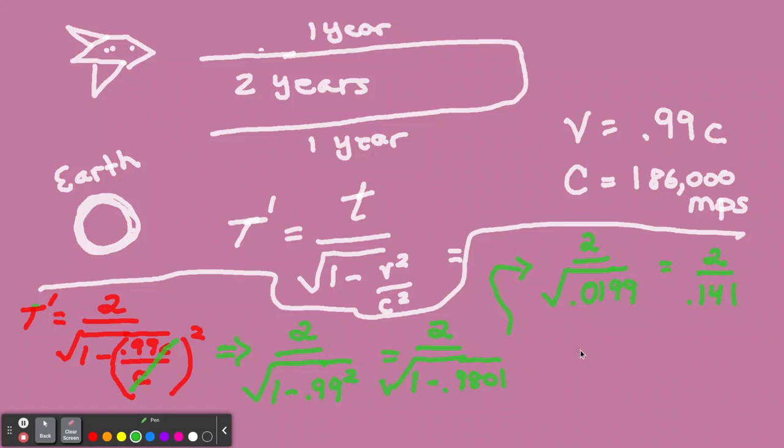So roughly, we could say about 14 years have passed on Earth. So if you were, let's say you were 30 years old, you went out, came back, on your clock it says you're 32 years. It's not the case on Earth, because 14 years passed. 14 years passed on Earth, and only 2 years passed on your ship.